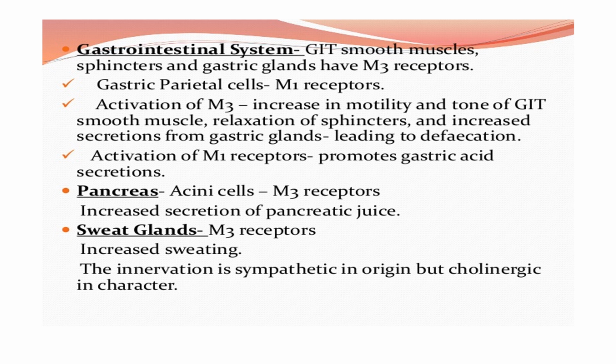And finally our sweat glands also have M3 receptors, leading to increased sweating. The innervation is sympathetic in origin, but the action is cholinergic. Here one thing you should remember is that the innervation of sweat glands is always sympathetic, but the action that comes out is cholinergic, that is, an increase in sweat gland secretions.